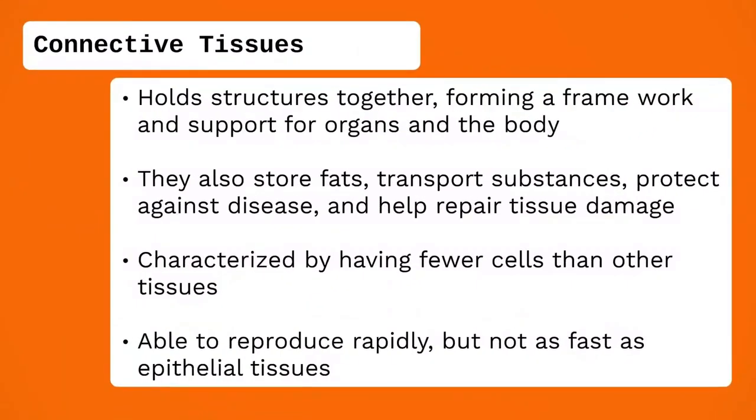Starting with connective tissues, these hold structures together, forming a framework and support for organs in the body. They also store fats, transport substances, protect against disease, and help repair tissue damage. Then they're characterized by having fewer cells than all of the other tissues typically. And finally, they're able to reproduce rapidly, but not as fast as epithelial tissues.